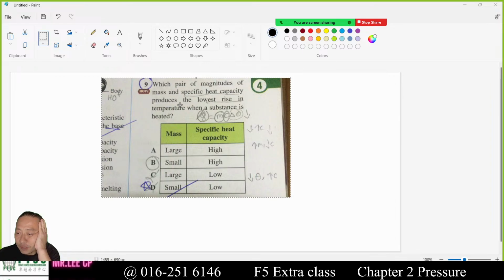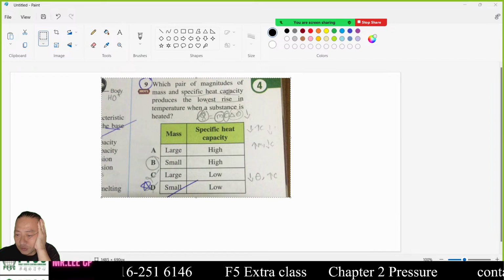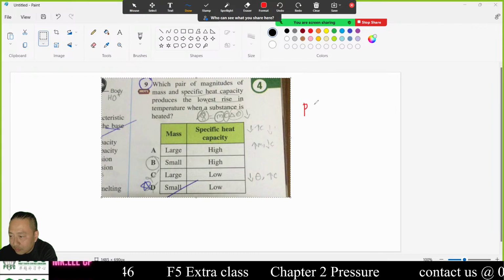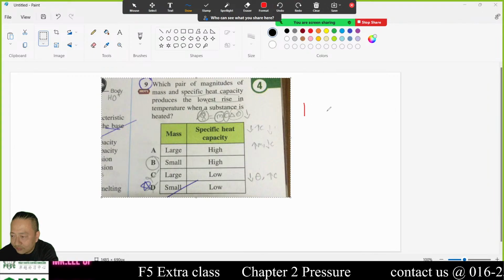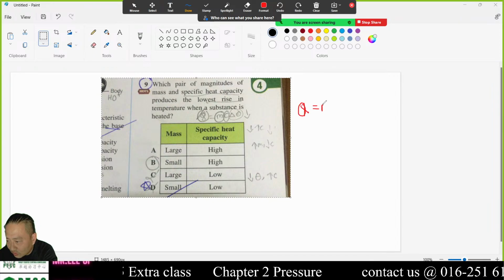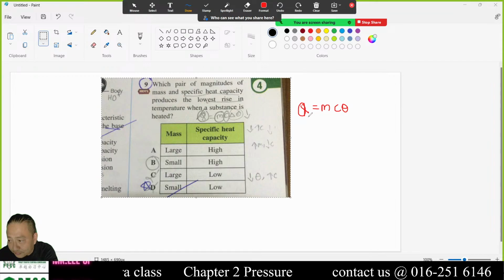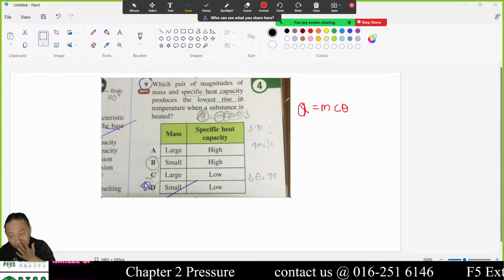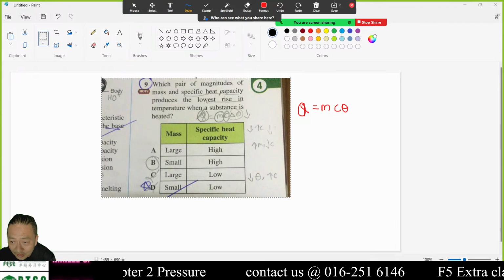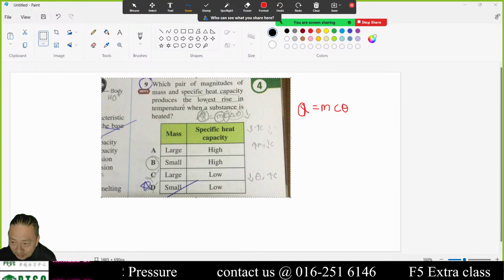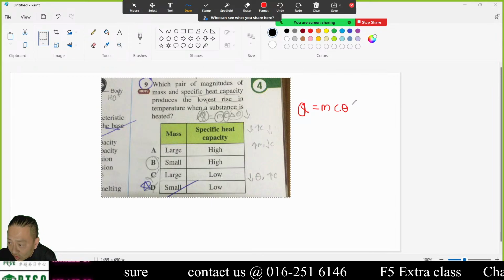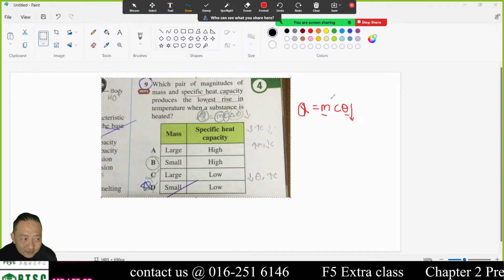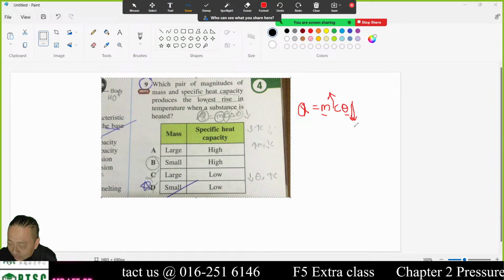Which pair of magnitudes of mass and specific heat capacity produce the lowest rise in temperature? Okay. It is not pressure, but Q is equal to m c theta. So now here they want mass and heat capacity. I want temperature rise lowest, right? So this one up, this one down, right? So this one has to be large.